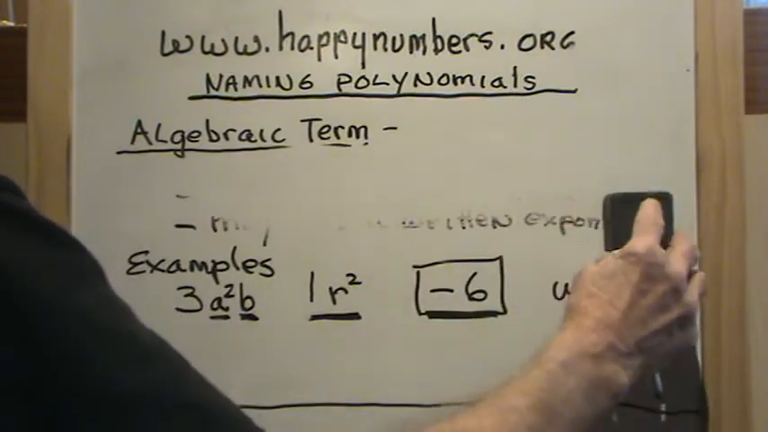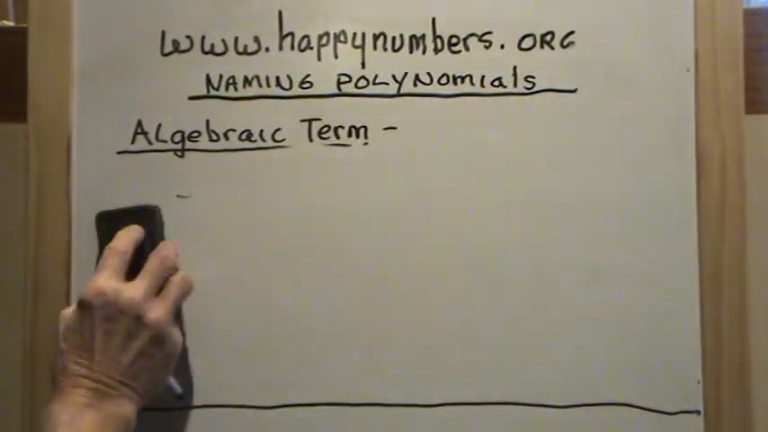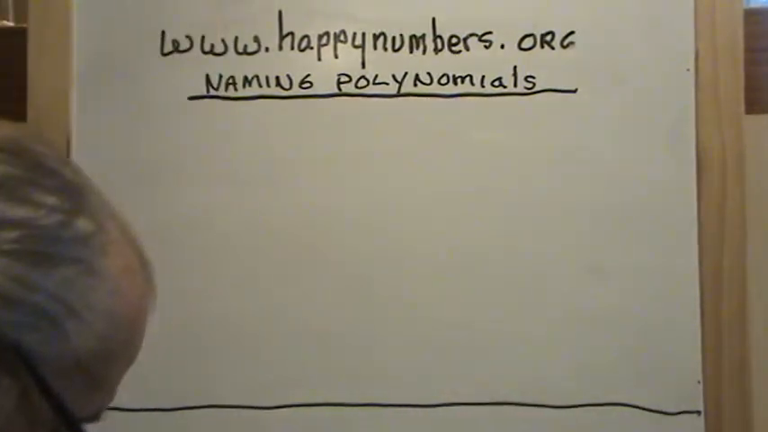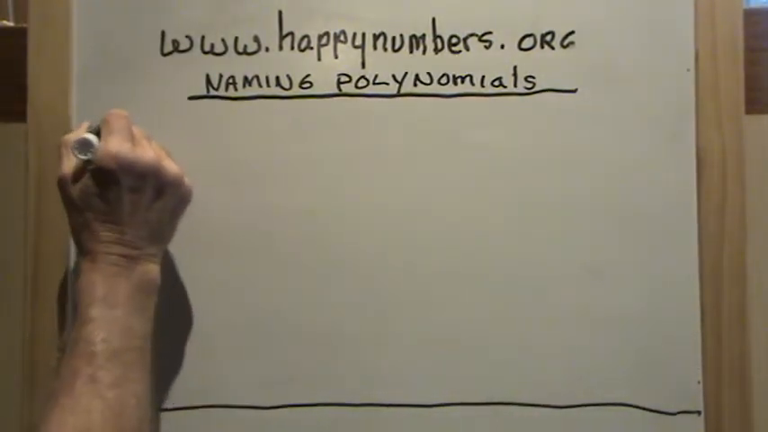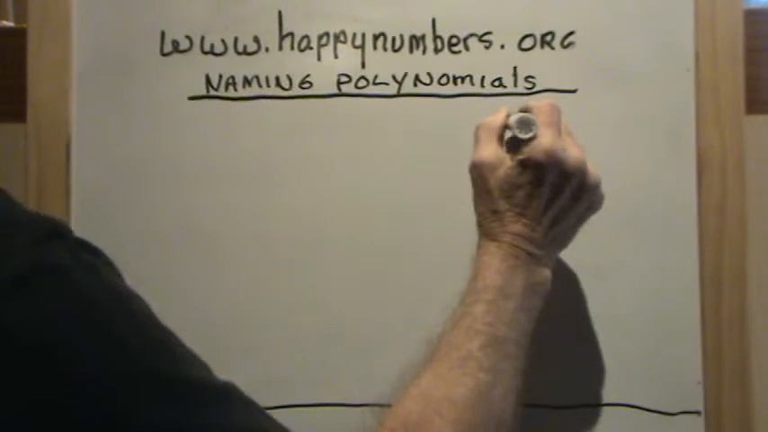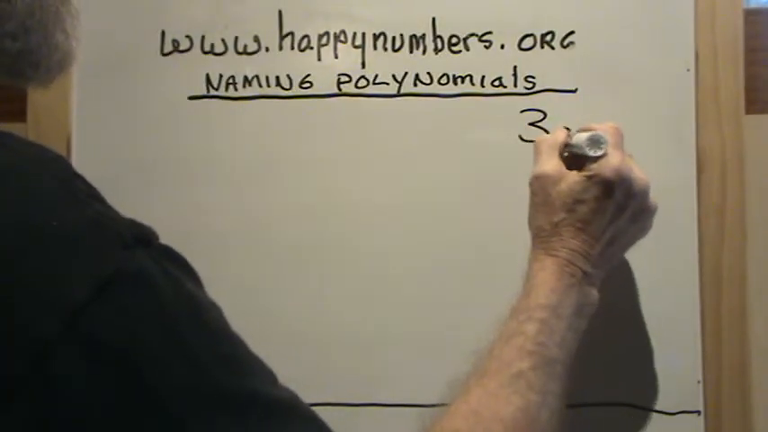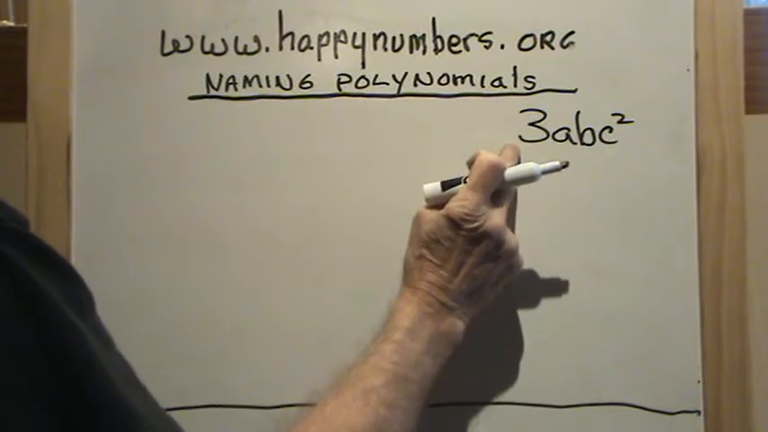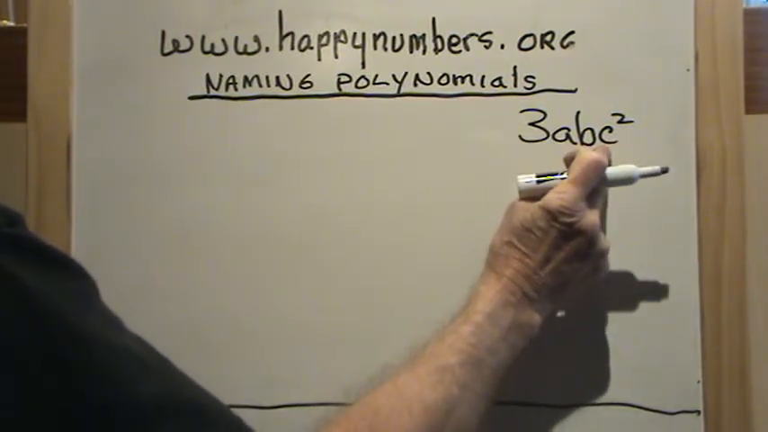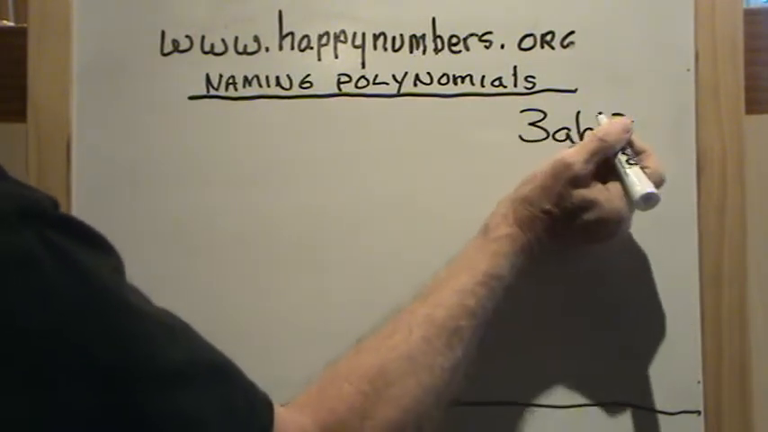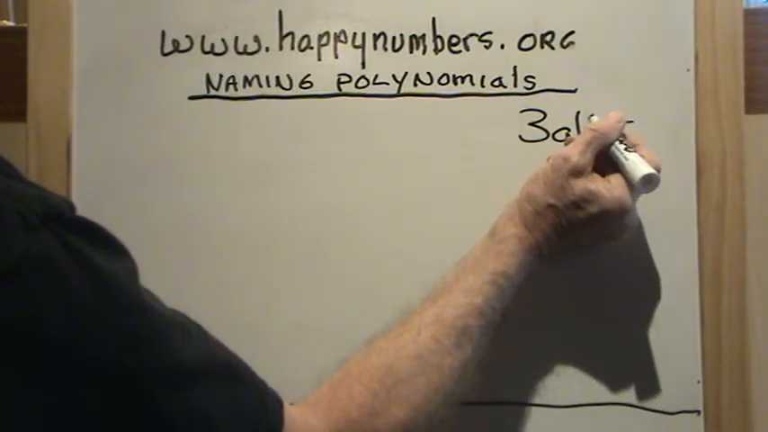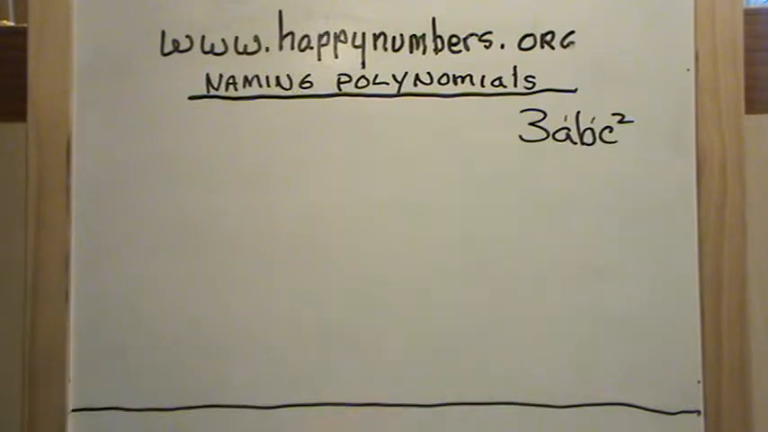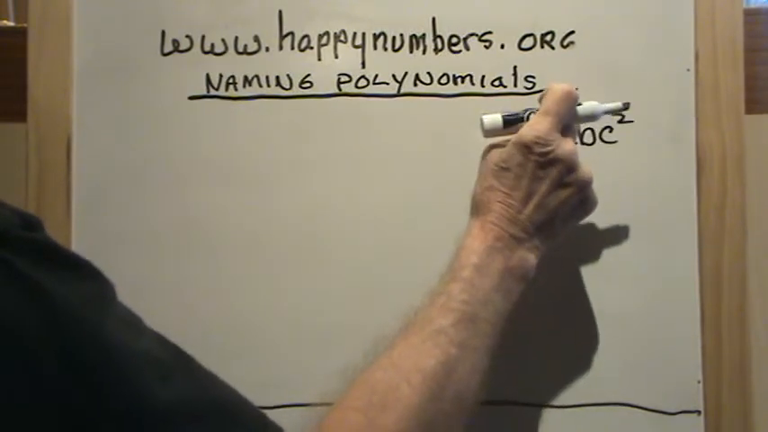Okay, so we have an algebraic term. An algebraic term usually has a number, which we call a coefficient. Let's put this up here just as an example. 3ab squared. Has a number. This one has 3 variables, and it has coefficients. By the way, the coefficient 1 is really here on the b, and the coefficient 1 is really here too. We just don't write them because it's 1.